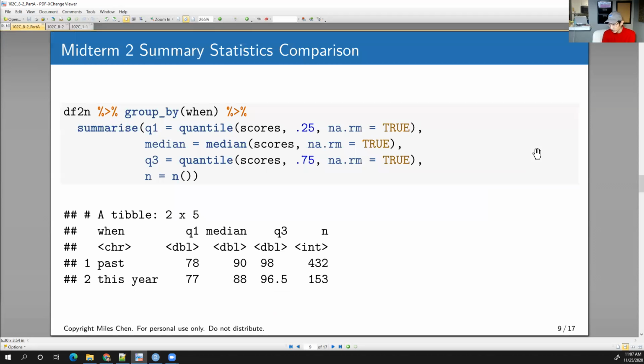And if I check the summary statistics, again, very similar summary values. Q1 was 78 versus 77, median 90 versus 88, Q3 98 versus 96.5. So similar values as far as these summary statistics go.